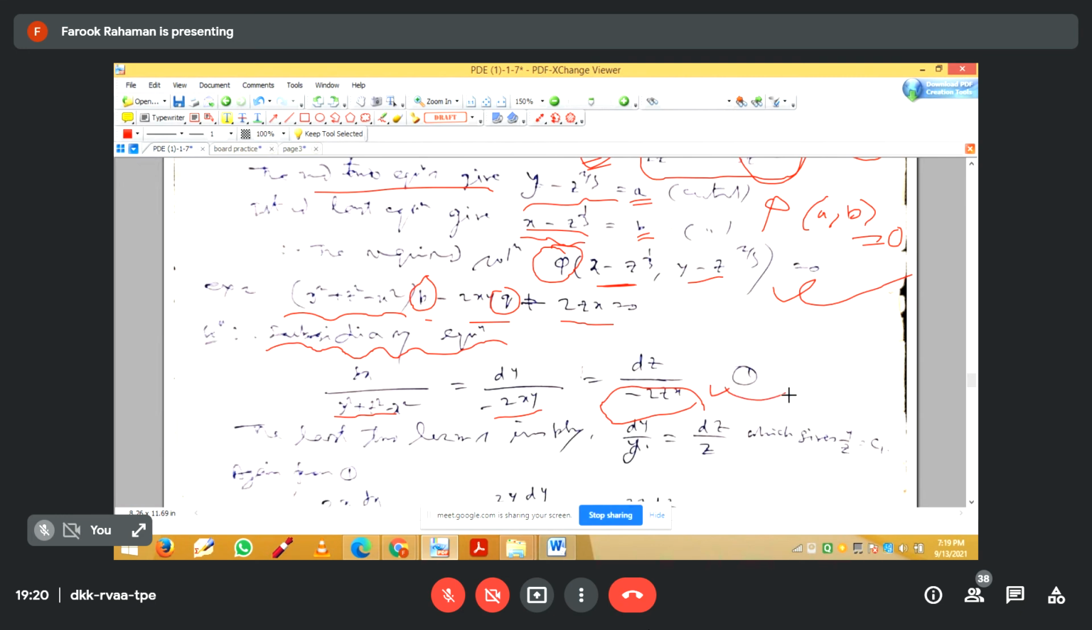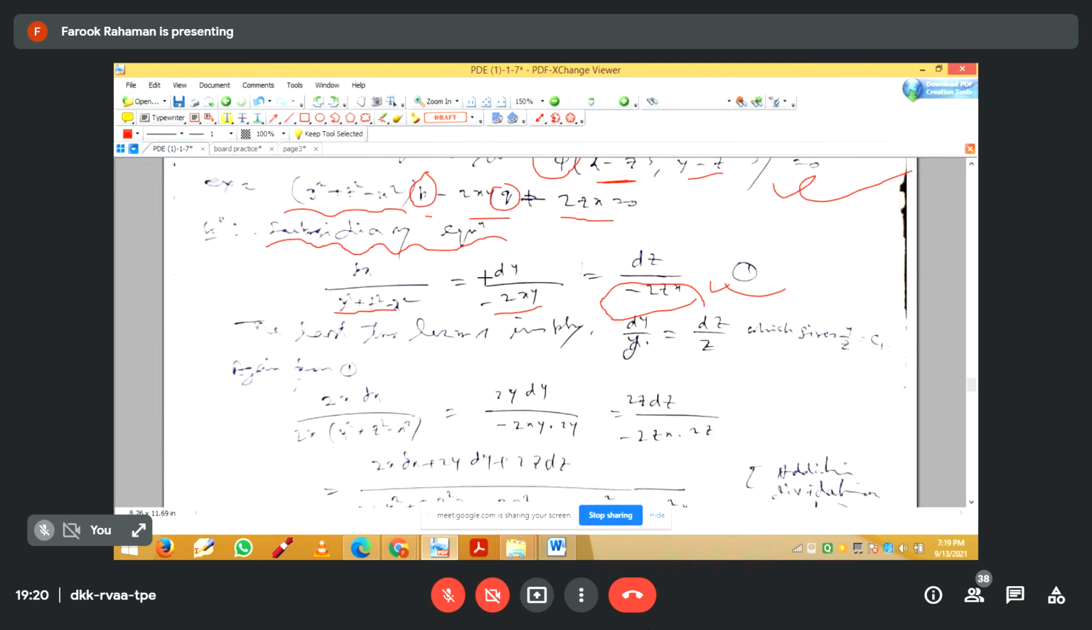Okay. Now how to solve this equation? You can see that we can solve these two equations easily, but it is very difficult to solve the other equation using this one. But we use a very simple trick. Now take the last two terms, which one can easily solve. This one gives y by z equal to c. Is it clear?